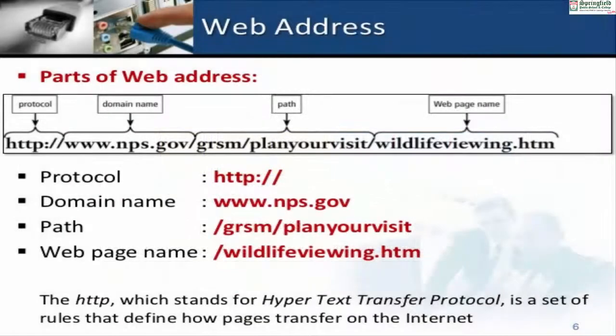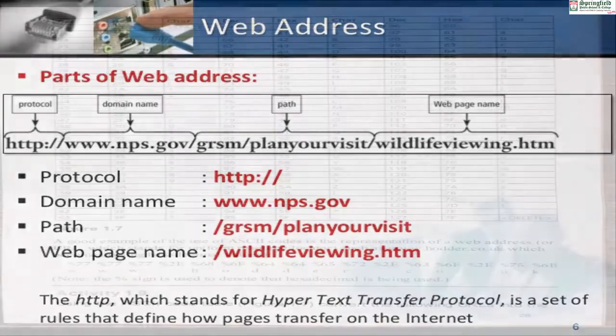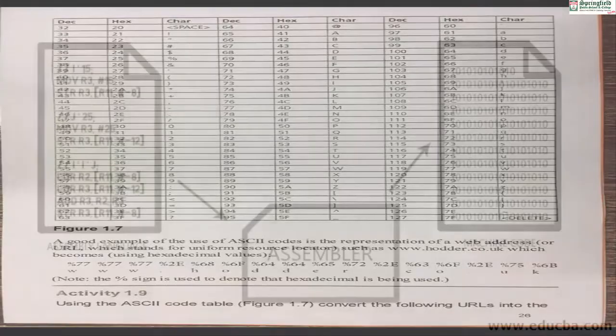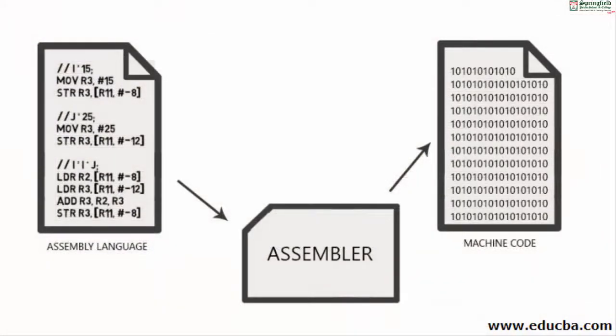Now the next topic is web addresses. Each character on a keyboard has what is known as an ASCII code, American Standard Code for Information Interchange, and these codes can be represented using hexadecimal values or decimal values, and this can be shown as part of the ASCII table.